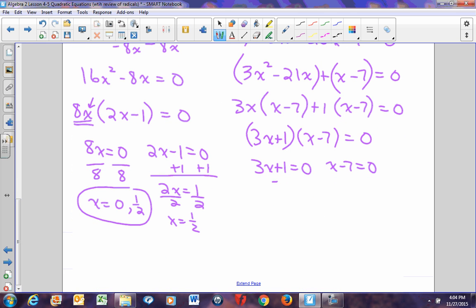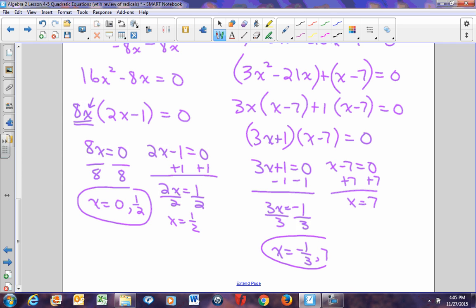So I'll subtract my 1. 3x equals negative 1, divided by 3. X equals negative 1/3. Here, add 7, so x equals 7. So when they factor, it works quite nicely.